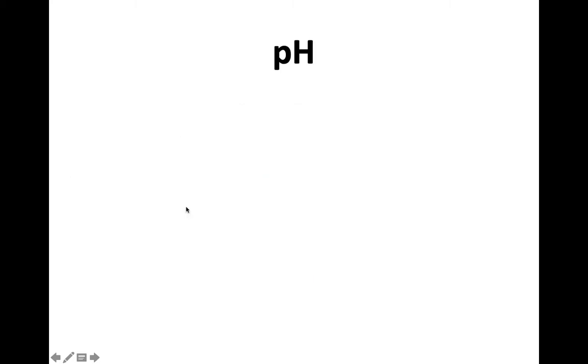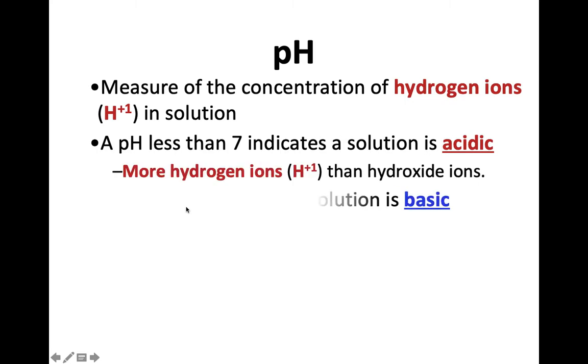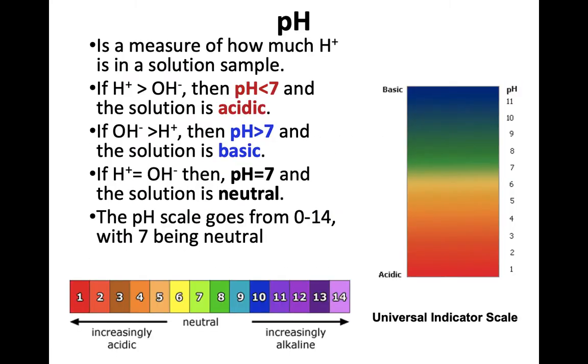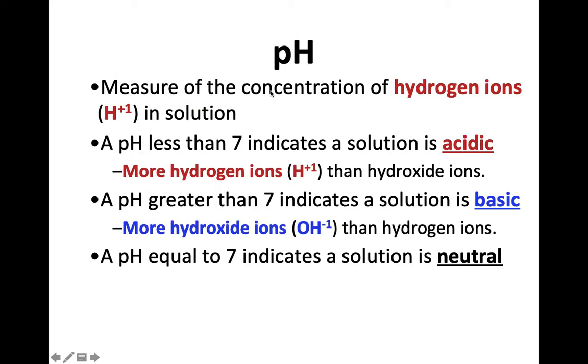So let's talk about the pH. What does pH mean? pH is the measurement of the hydrogen ions in solution, which is H+. So if it starts with an H, it's an acid. A pH less than 7 tells you it's an acid, which means it has more hydrogen ions, H+ ions, than hydroxide ions. We're going to see that in a minute.